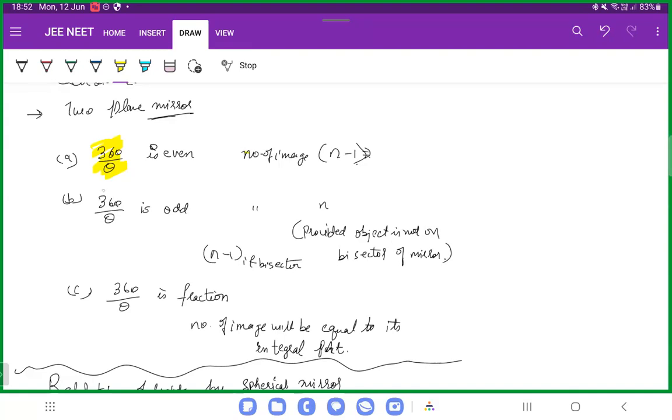Mostly, these two things will be happening. If it is even, n minus 1. If it is odd, just n.